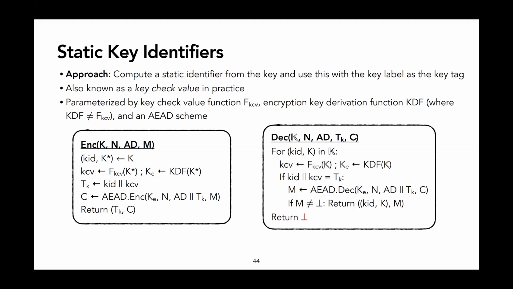For decryption, we iterate through the key vector, we compute the key check value and encryption key from each key. And then if the key label and key check value together for that key matches the input key tag, we'll attempt to decrypt with the AAD scheme. If that succeeds, we simply return the key and message.